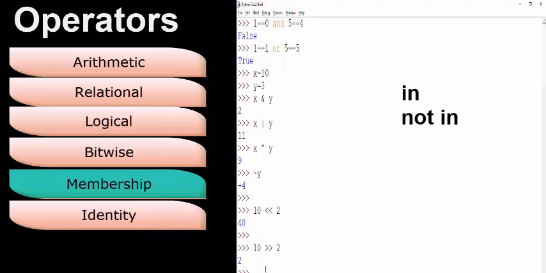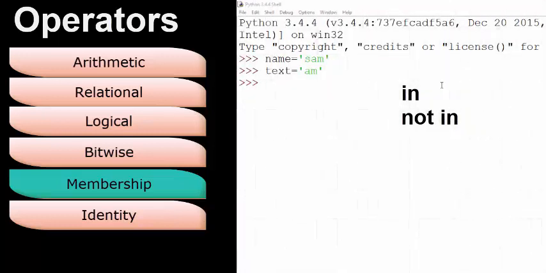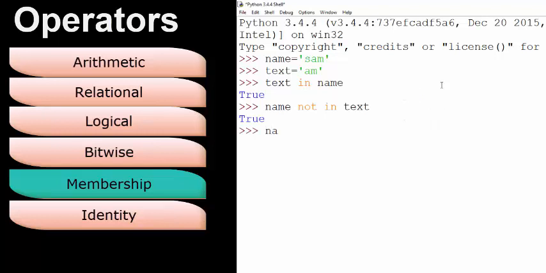Moving next to membership operators. In and not in are two membership operators available in Python. They are used to validate membership of values. For example, here text am is found in name Sam. So the result is true. Name Sam not found in text am, so the result is true. But here you see name Sam found in text Samrat. So the result is true.